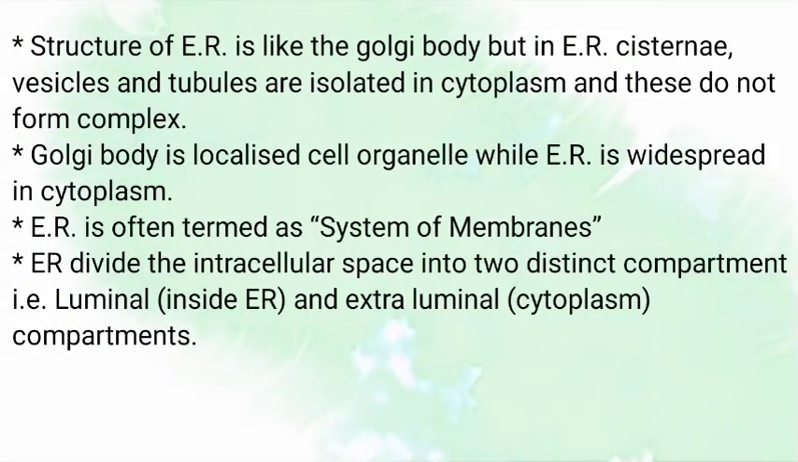Remember, endoplasmic reticulum is like the Golgi body, but in endoplasmic reticulum, cisternae, vesicles and tubules are isolated in the cytoplasm, but not in the form of a complex. Golgi body is a localized cell organelle, but endoplasmic reticulum is widespread in the cytoplasm. Endoplasmic reticulum is also called the system of membranes. It divides intracellular space into two distinct compartments, the luminal compartment and the extraluminal compartment.